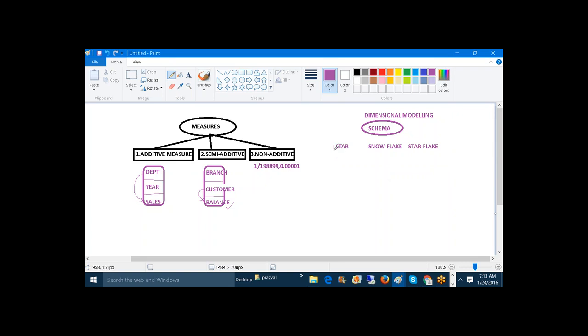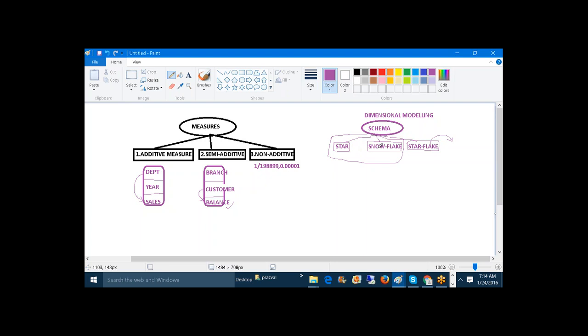These three are the different schemas available in dimensional modeling. In real time, we frequently use star and snowflake. The starflake is also known as the mixed schema. It is a combination of both star and snowflake, and it is also known as the galaxy schema.